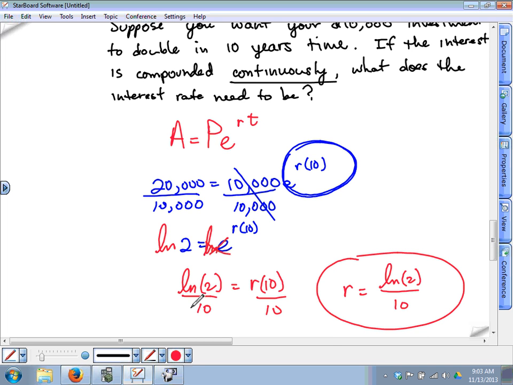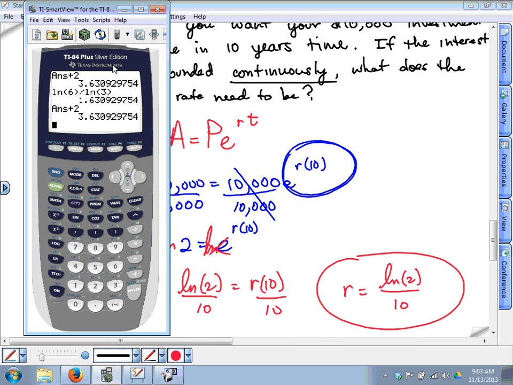But if you're interested, what is the natural log of 2 divided by 10? Well, if you turn this on, let's see, natural log of 2, and then divide that by 10, it's 0.069. So it's roughly 7%, which is actually a really good interest rate. You don't usually see that high of an interest rate, but anyway, there you go.